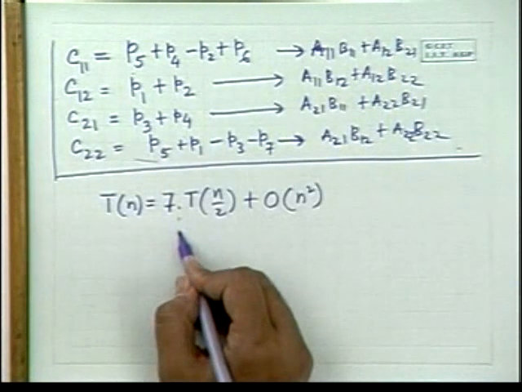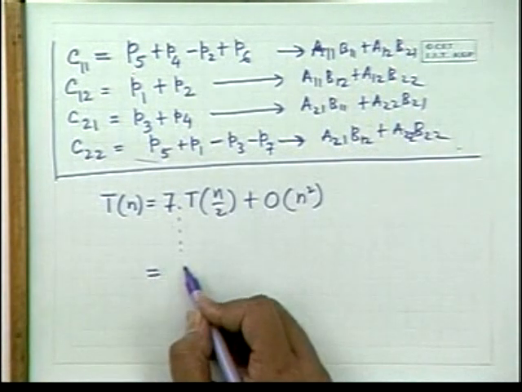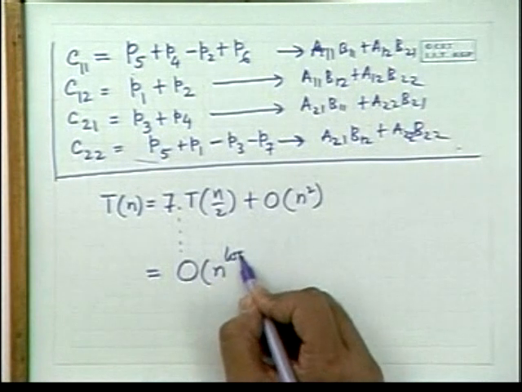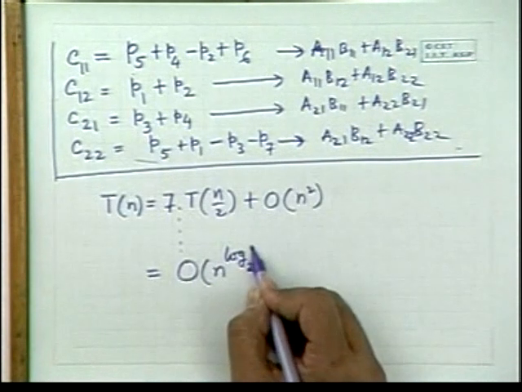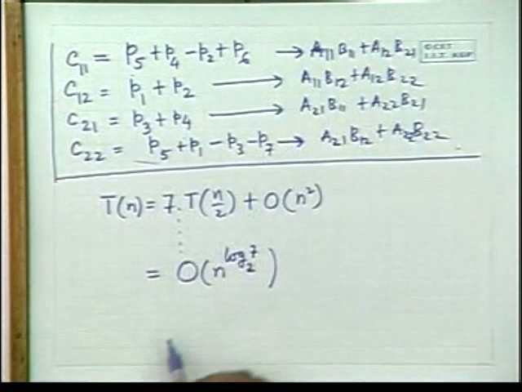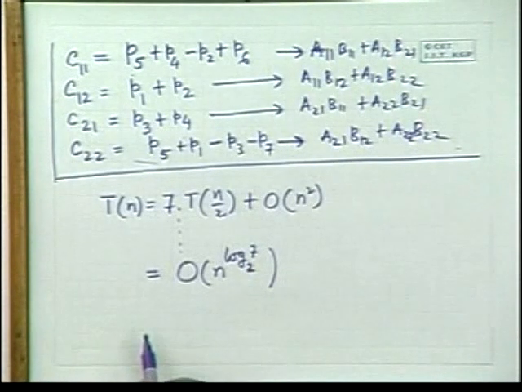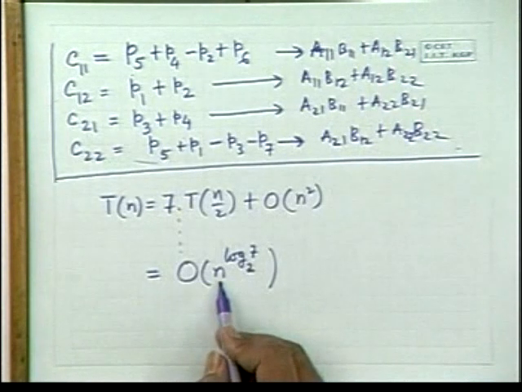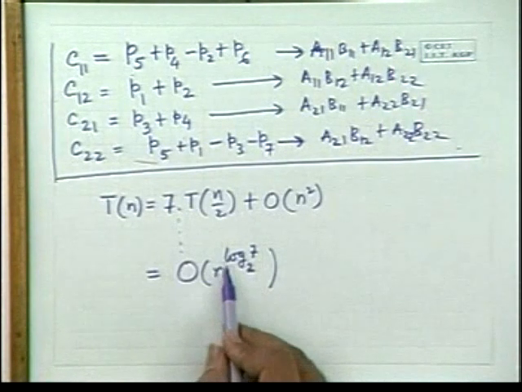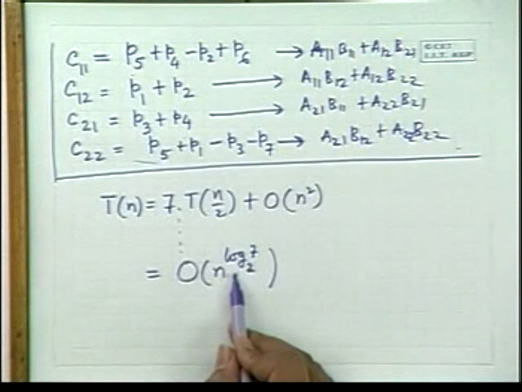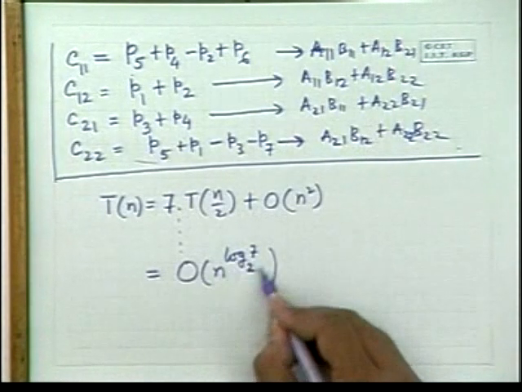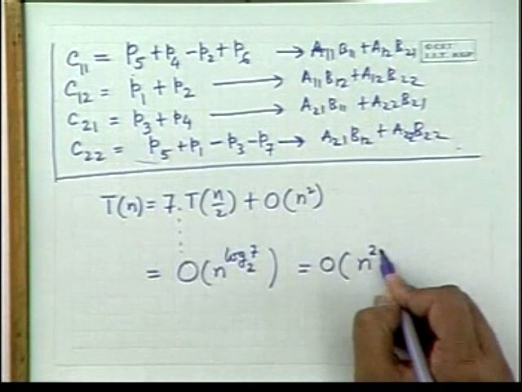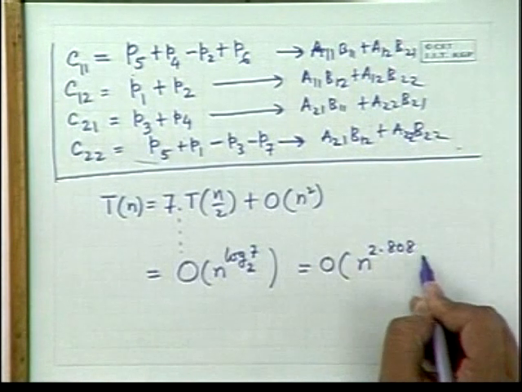And if you solve this, it will give you order of n to the power log 2 base 7. And now we have saved the time. It is not anymore n cube, because n cube is n to the power log 2 base 8. Now it is log 2 base 7. And if you calculate this quantity, it will give something like order n to the power 2.808.